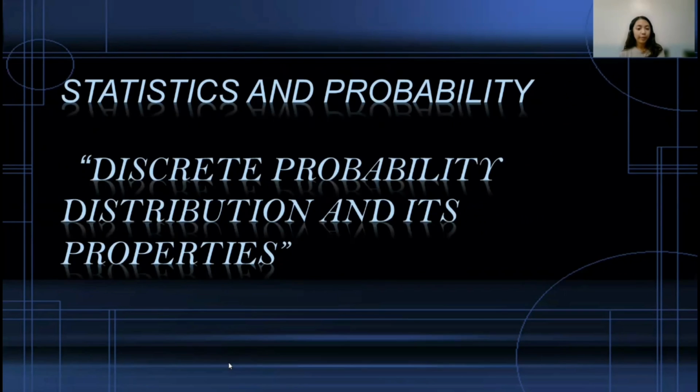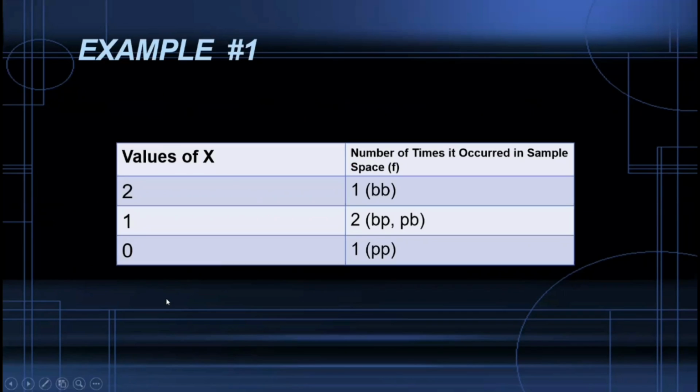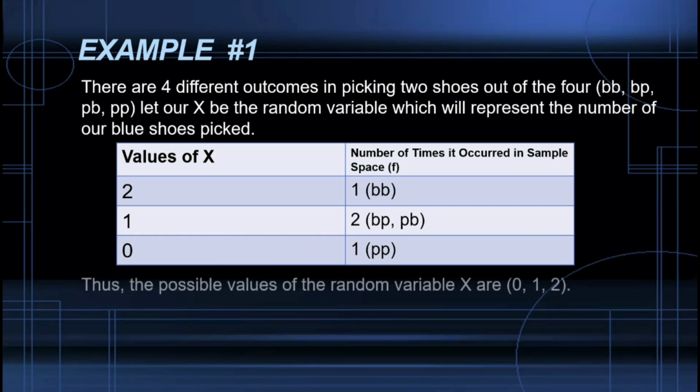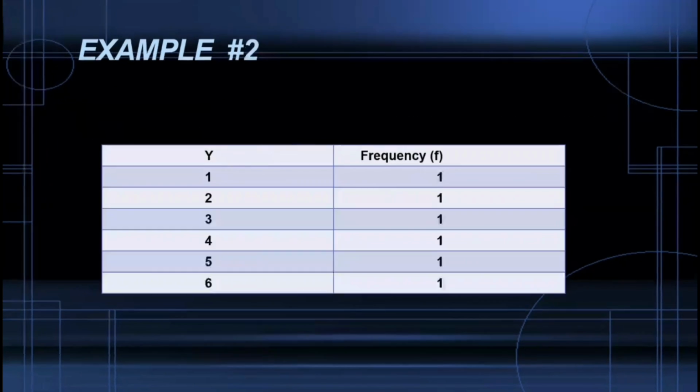Discrete probability distribution and its properties. Example: there are 4 different outcomes in picking 2 shoes out of the 4: blue-blue, blue-pink, pink-blue, and pink-pink. Let X be the random variable which will represent the number of blue shoes picked. Values of X: 2, 1, 0. Number of times it occurred in the sample space: 1, 2, and 1. Thus the possible values of the random variable X are 0, 1, and 2.